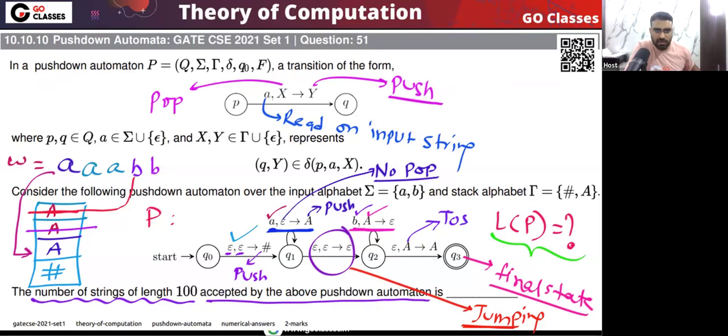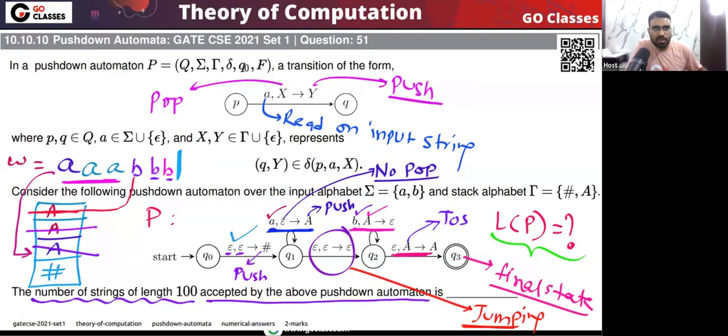So tell me one thing, a very simple thing I am asking. After 3a, if there are 3b, then can you go to the final state? See, notice one thing. After 3a, if there are 3b, then what will happen? For every b, one a will pop. That you already know. Because of these three b's, three a's will be popped. Now you can see, can I go to the final state? No, I cannot go to the final state.